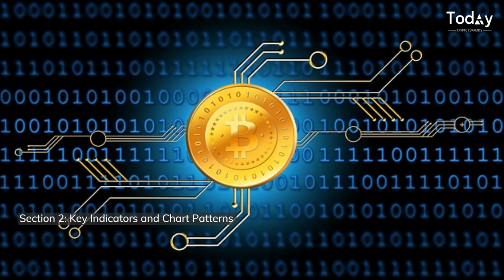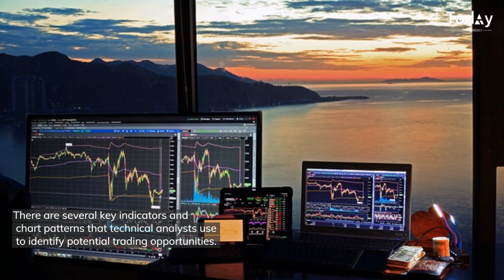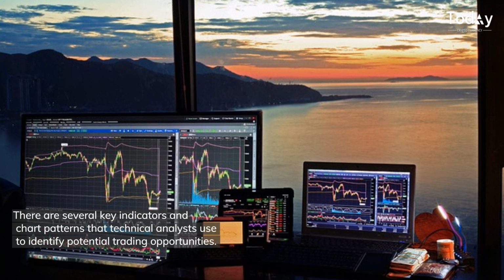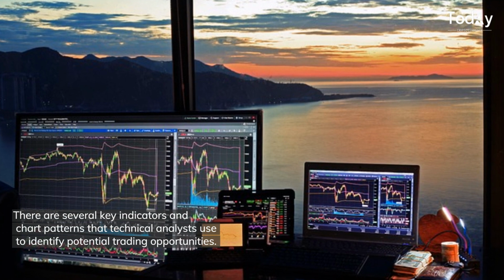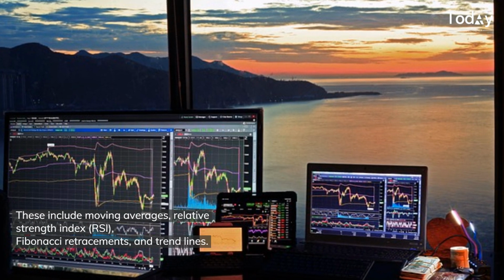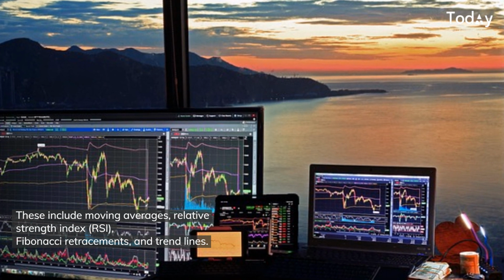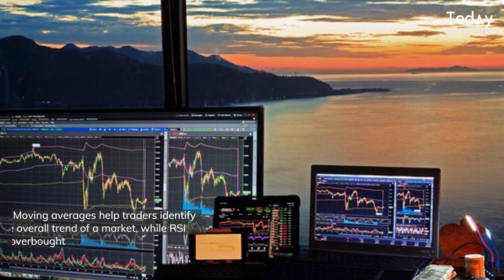Section 2: Key Indicators and Chart Patterns. There are several key indicators and chart patterns that technical analysts use to identify potential trading opportunities. These include moving averages, relative strength index, RSI, Fibonacci retracements, and trend lines.